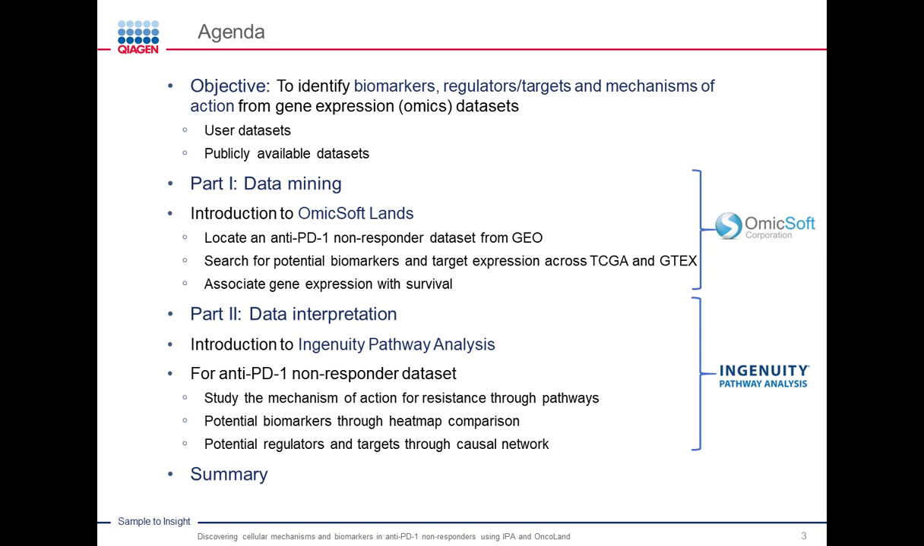We're going to do that by using OncoLand from OmicSoft. I'm going to introduce you to what OmicSoft is and what OncoLand is. Then, using OncoLand software, we're going to locate an anti-PD1 non-responder dataset. Later on, we're going to study some biomarkers, such as UGT1A6 and A3. We're going to study these biomarkers in more detail by exploring curated data from TCGA and GTEx. And then finally, we are going to associate these markers with patient survival.